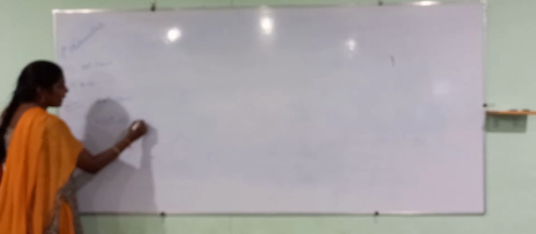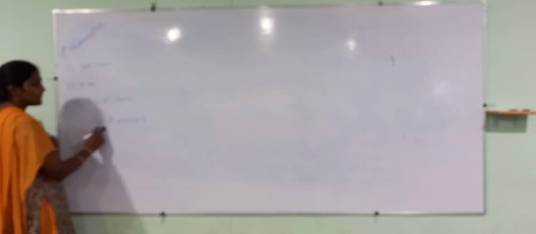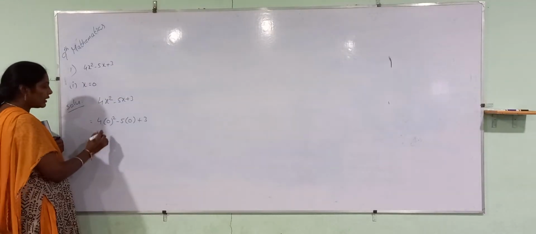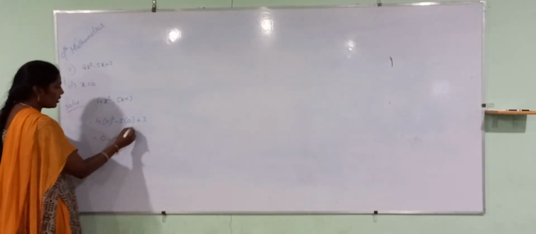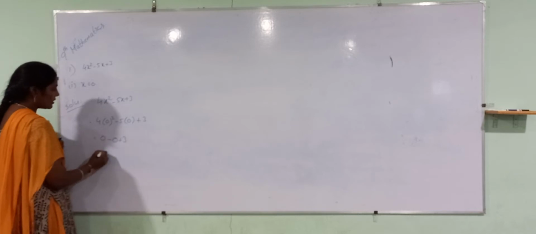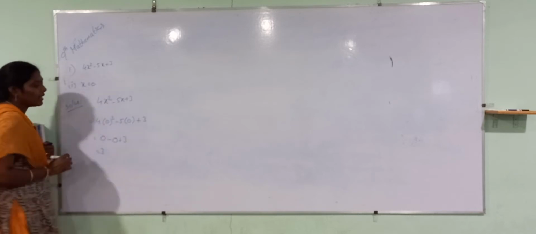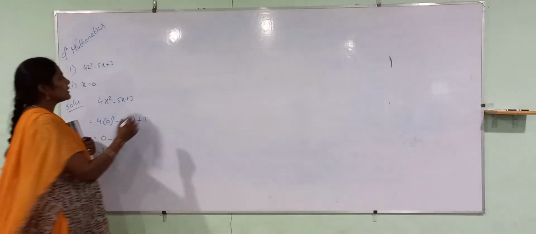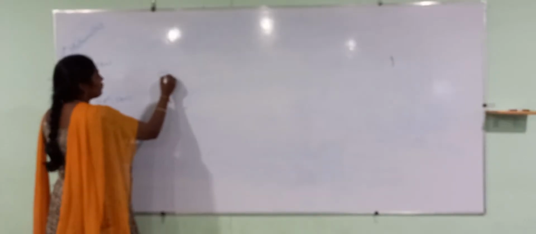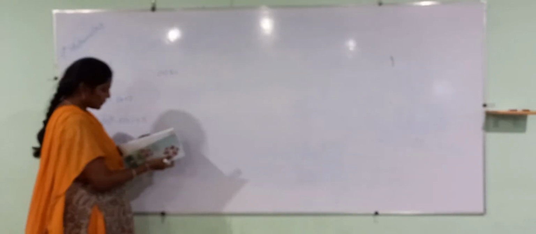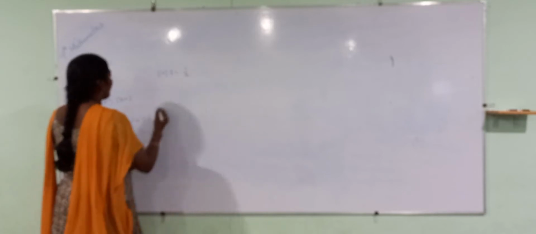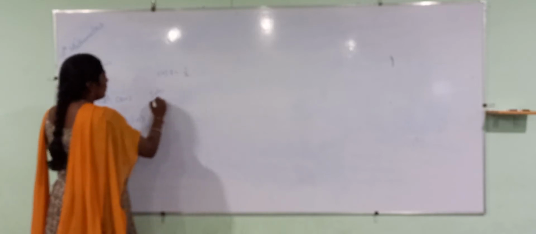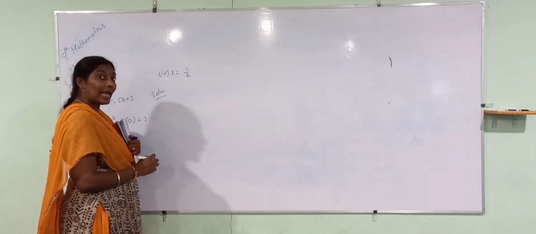0 into 0 plus 3. 0 square means 0. 0 into anything is 0. Minus 5 into 0. 0 plus 3. What is the final answer? Final answer is 3. Same. Let me explain the fourth one. X is equal to 1 by 2. Remaining problems do in the HW.